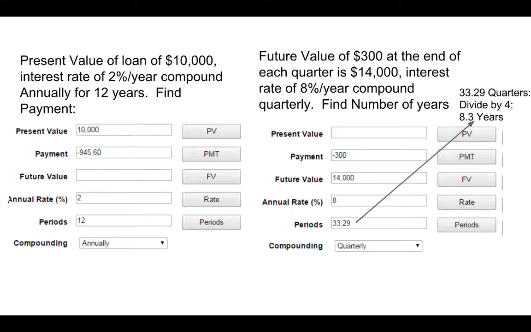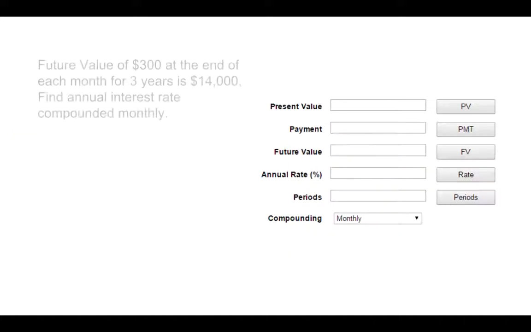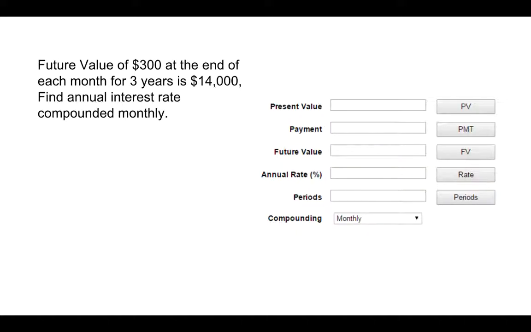If you're looking for the number of years, you've got to kind of just think about it and figure out how to get it to years. $300 at the end of each month for 3 years is, again, 14,000, but now it's monthly. So you plug in negative 300 as your payment, 14,000 as your future value. Periods is going to be 3 years times 12, which is 36.